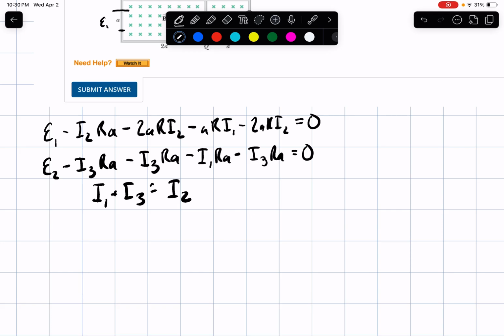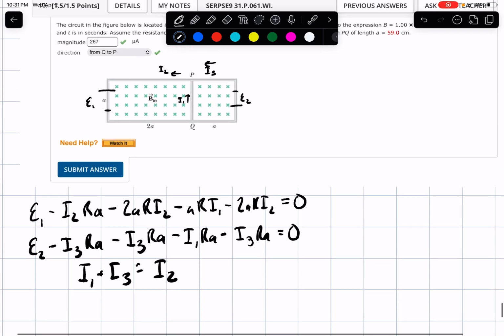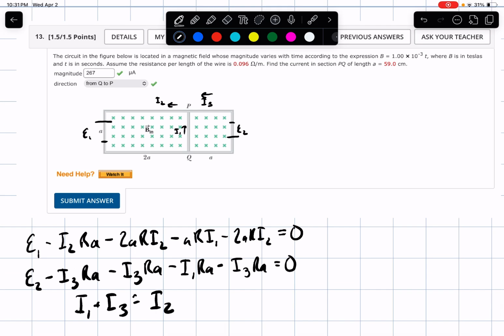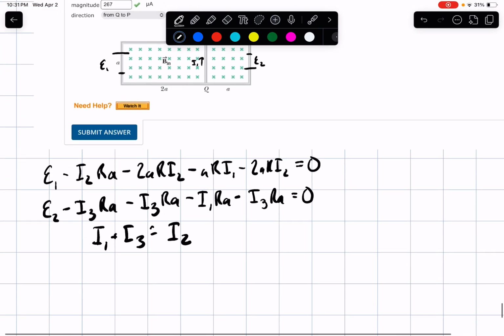Well, still too many variables. You have all those different currents. And then you don't have to worry about R and A because they're given to you in the problem. You have 0.096 ohms per meter and 59 centimeters. But you also have 2 of the EMFs there. So you might think, how am I going to do that?